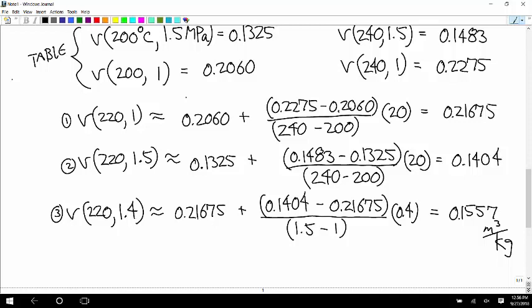Any questions about either of those? Any other homework questions? Yeah. Number 2.